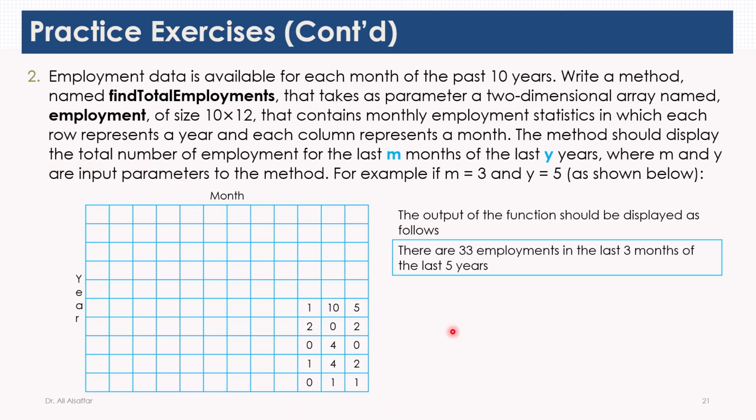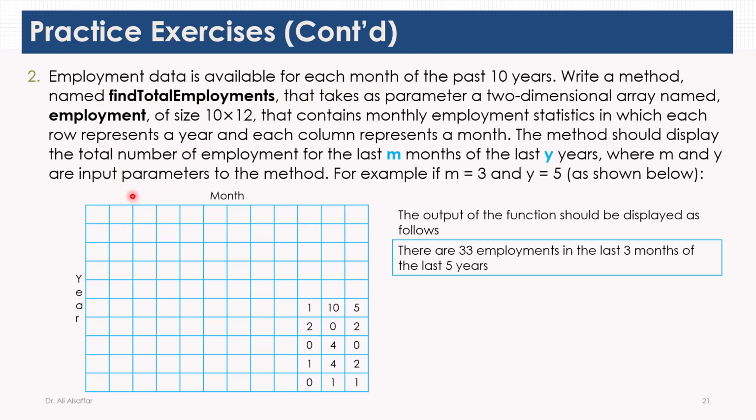So by looking at this example, you see that the rows represent years and the columns represent months. Now all we need to know is what the numbers inside this matrix represent. Let us read the problem and see what these numbers inside the array represent. It says that employment data is available for each month of the past 10 years. So this line will help you understand a lot about the two-dimensional array.